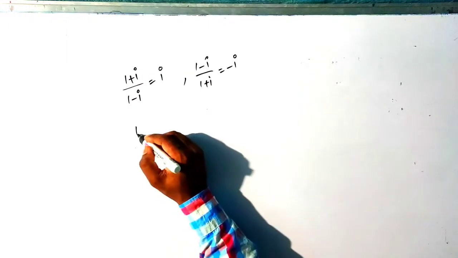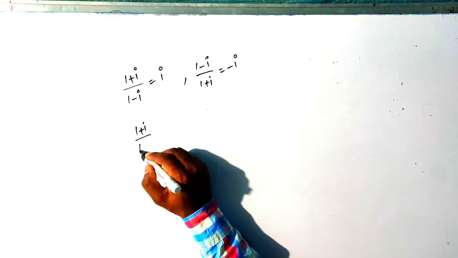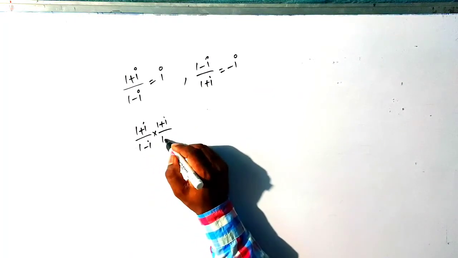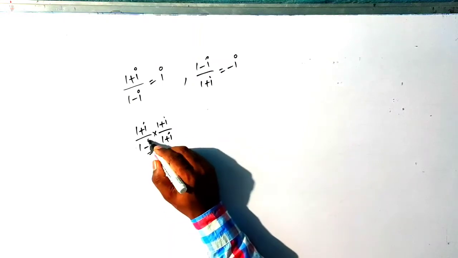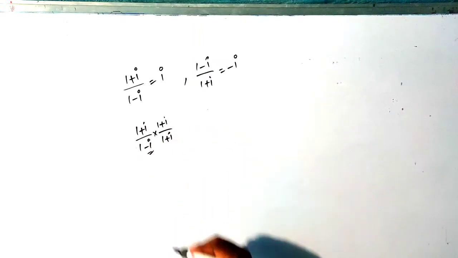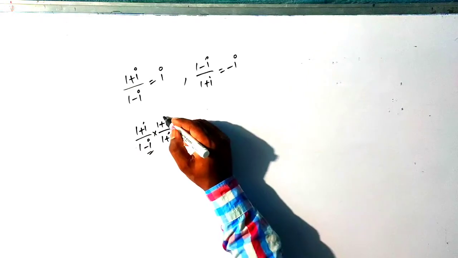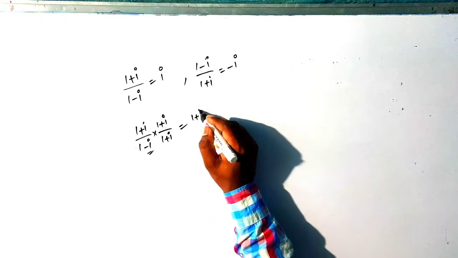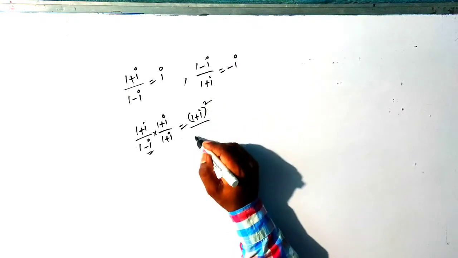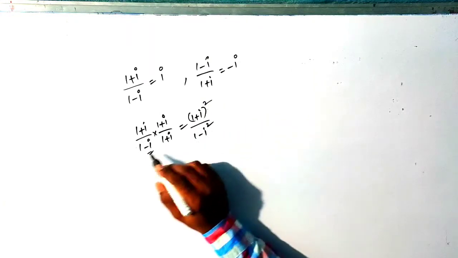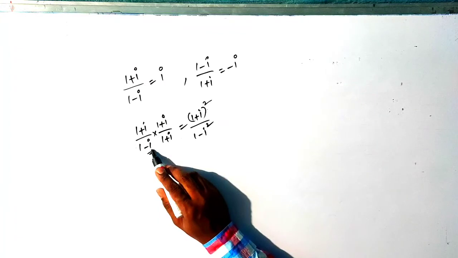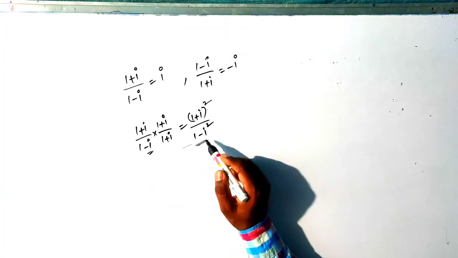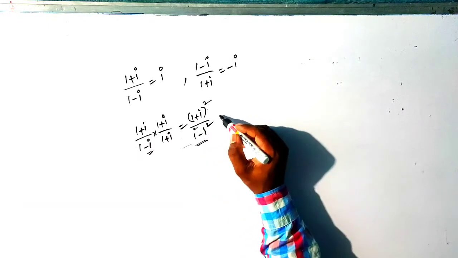How to find it? See here, (1 plus i) divided by (1 minus i). Multiply and divide by (1 plus i) divided by (1 plus i). Why? Because the denominator has 1 minus i. By using rationalization, we get (1 plus i) whole squared divided by (1 minus i) times (1 plus i), which is a squared minus b squared, so 1 squared minus i squared.